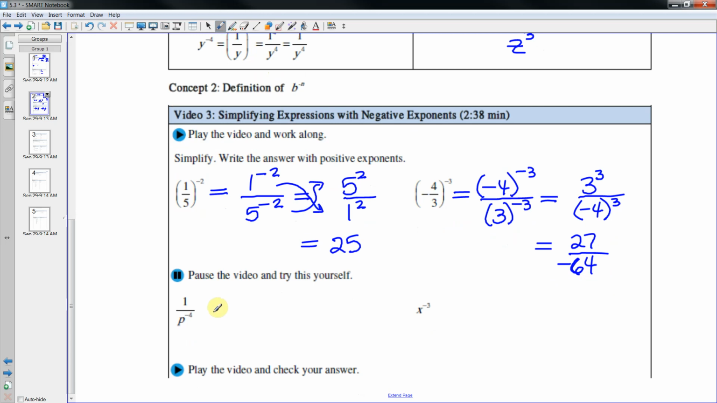Alright, so here's an example. This time I just have p to the negative 4. I don't have anything in the numerator that really has to go anywhere. P to the negative 4 is not happy, so it's going to come to the top and be p to the 4th. You can put the 1 in front of it if you want to. If that had been a 2, I'd have 2p to the 4th, but since it's a 1, I don't have to write it. X to the negative 3 is 1 over x cubed.